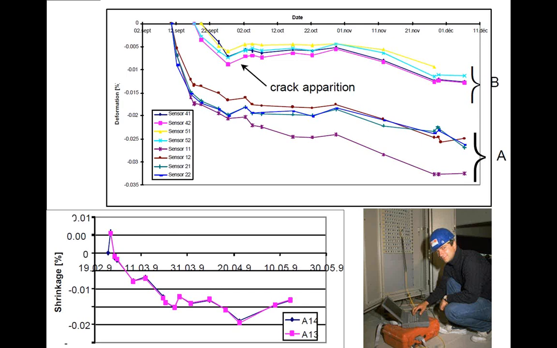On the bottom graph you can see a comparison of sensors installed in the old concrete and in the new concrete, and the fact that the two curves superimpose exactly showed that a very good cohesion between the two materials could be achieved. So that was a proof of the quality of the construction in this case.